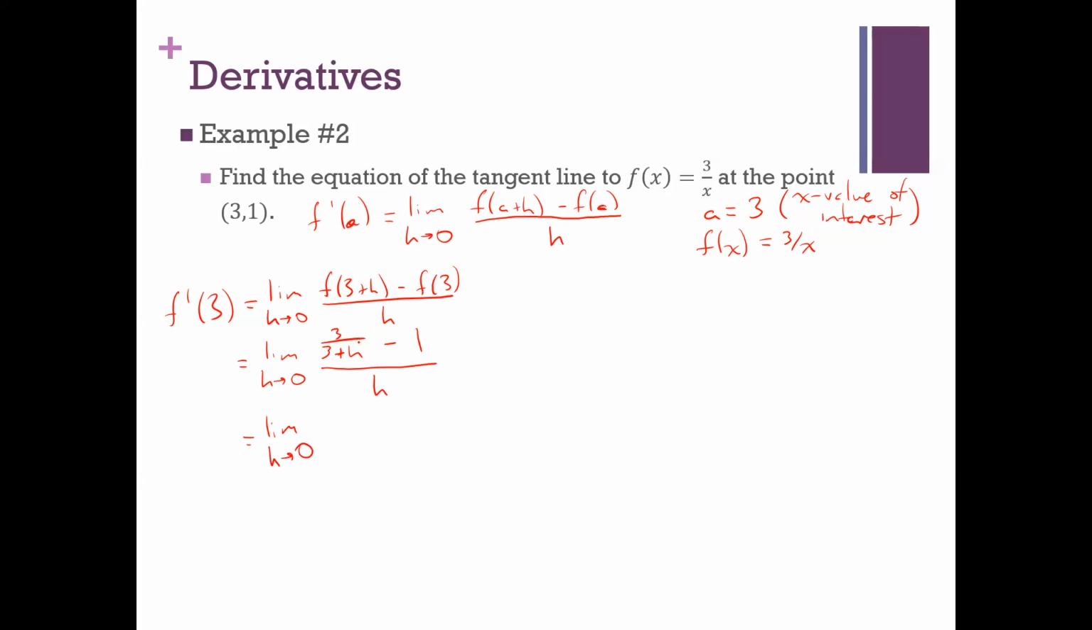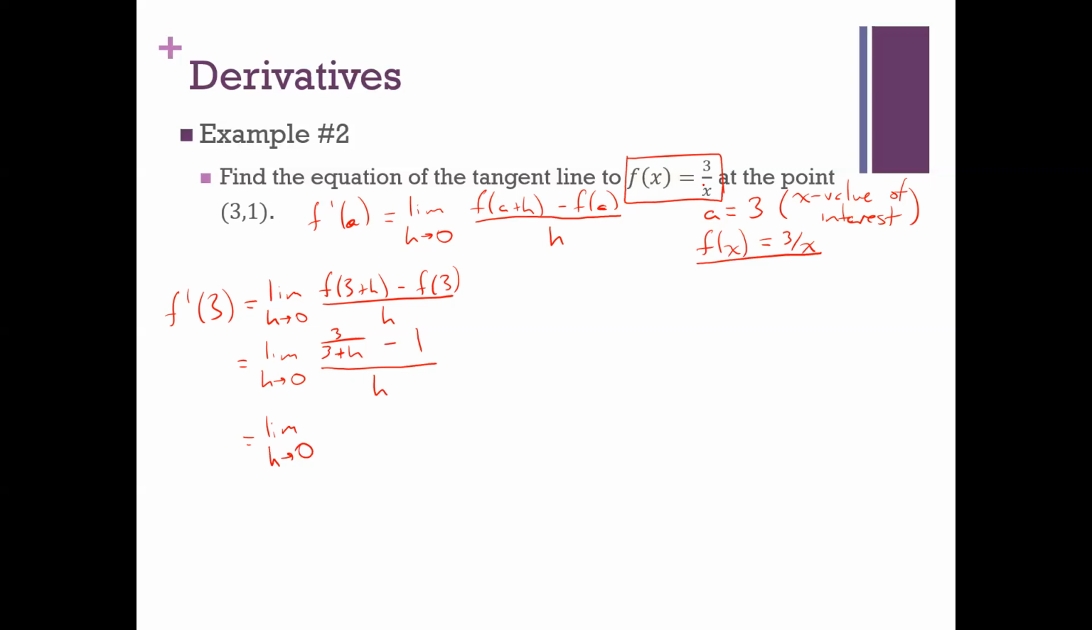How did we get 3 over 3 plus h? Right. So f of x in general is this function. This is the function we're trying to take a derivative of: f of x equals 3 over x. So what is f of 5? 3 over 5. What is f of 10? 3 over 10. What is f of 3 plus h? It's 3 over 3 plus h. Basically, we're just evaluating this function at my two values, a plus h and a. And in this case, my specific a value is 3.